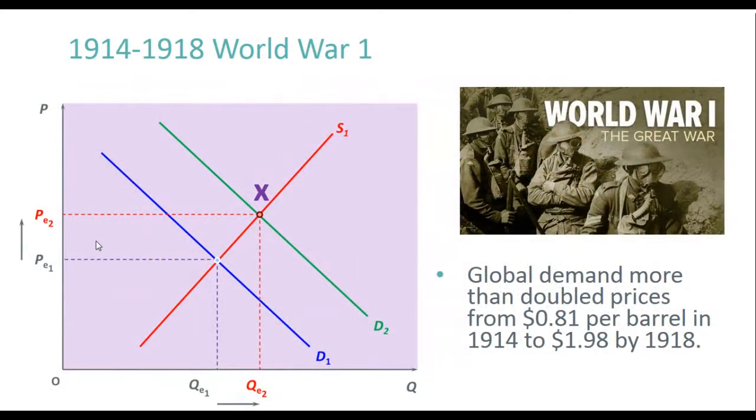The First World War, from 1914 to 18, as we looked at earlier, tends to increase demand, and in fact the price of oil more than doubled from 81 cents to 1.98 by 1918. So we saw that the price had gone to PE2 and the quantity had gone to QE2.